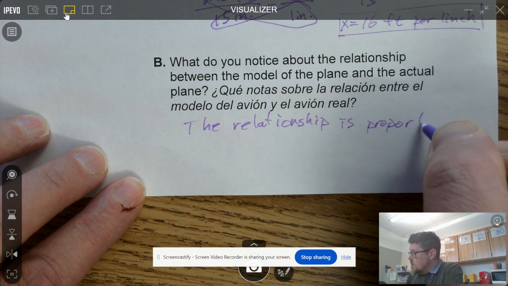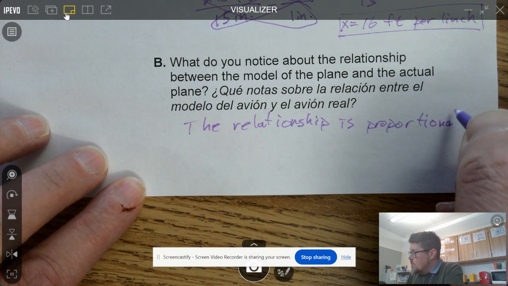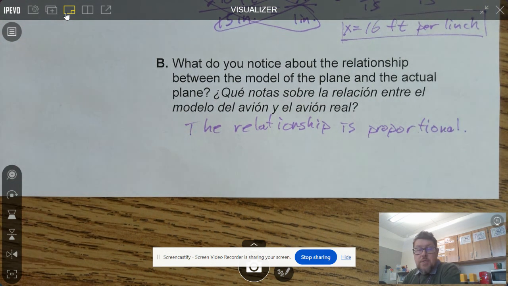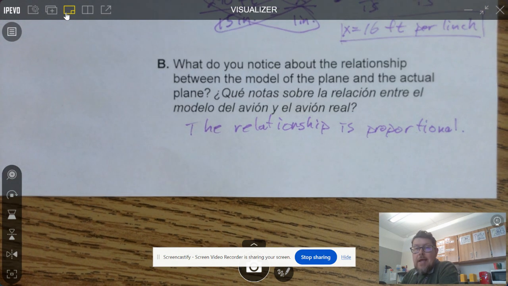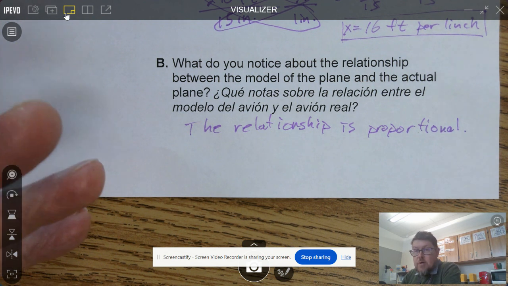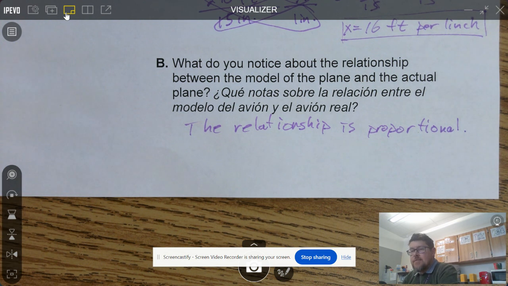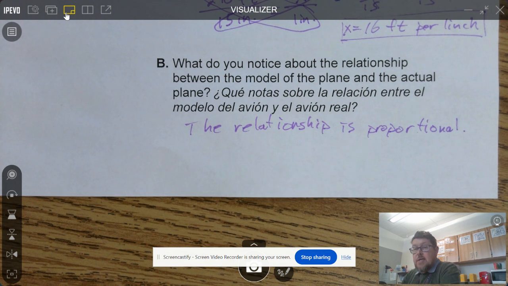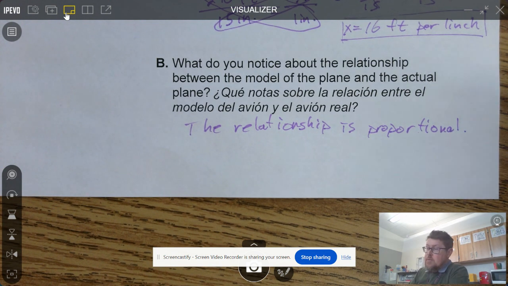Proportional just means that if you drew a line for it, it'll go through 0, 0, the origin, and it has a constant rate of change. The x values increase by the same number or decrease, and then the y values increase by the same number or decrease.